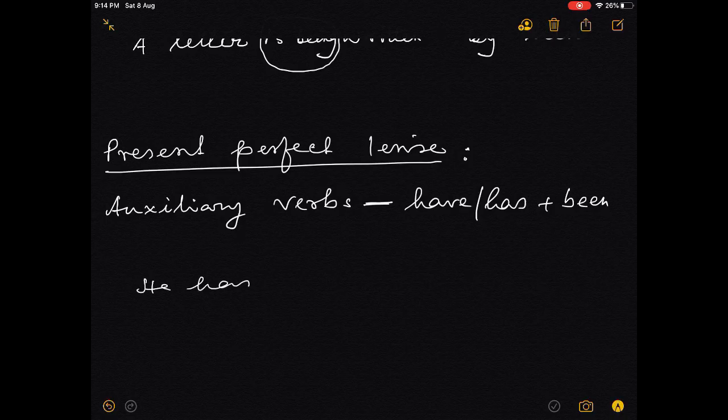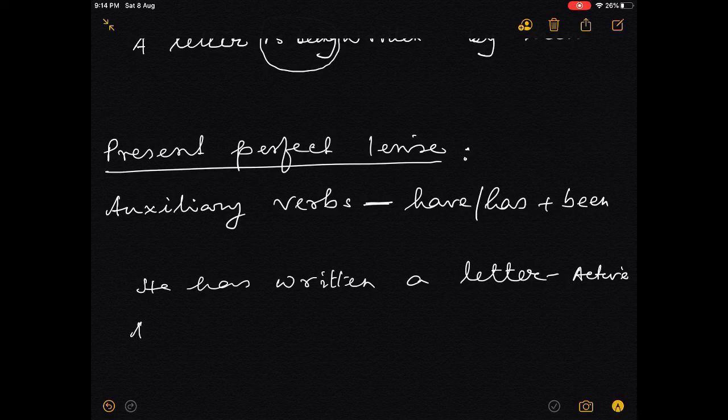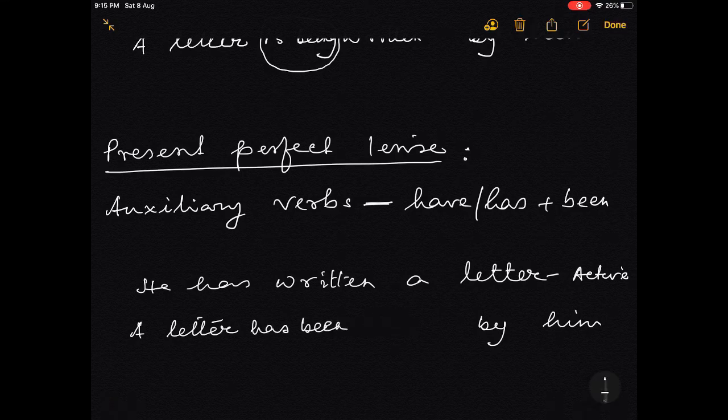He has written a letter. The same thing you see is active. There will be passive: a letter written, always written, the past participle of the verb, written by him. Here it will be has been written. Written, everywhere written.